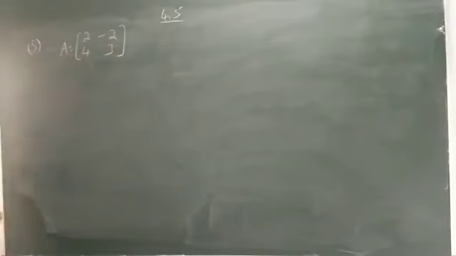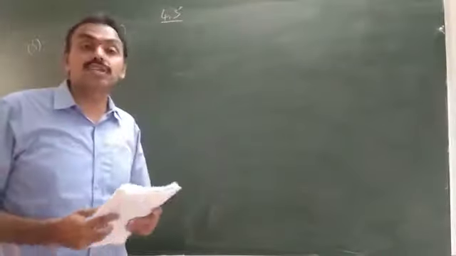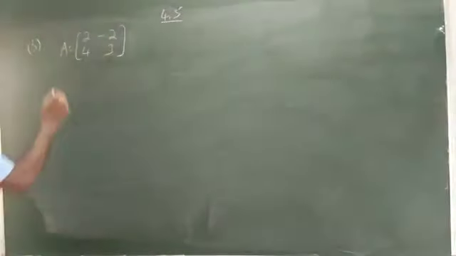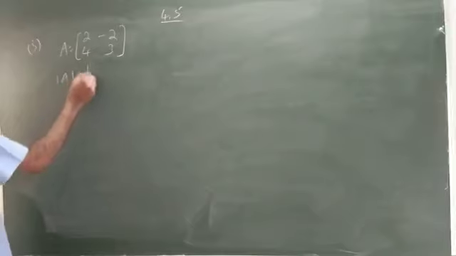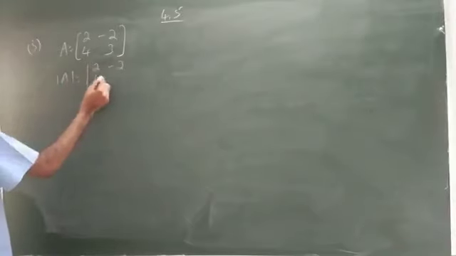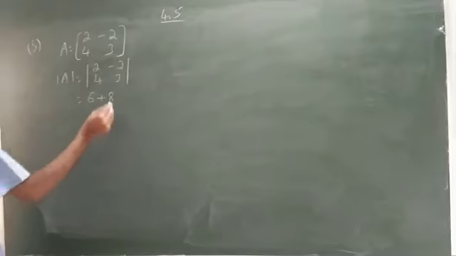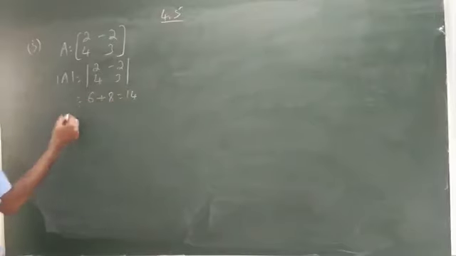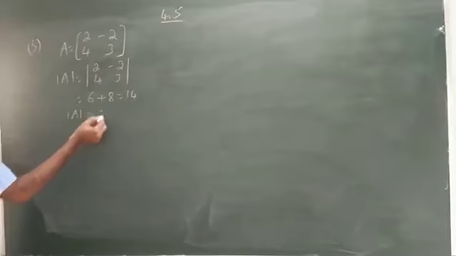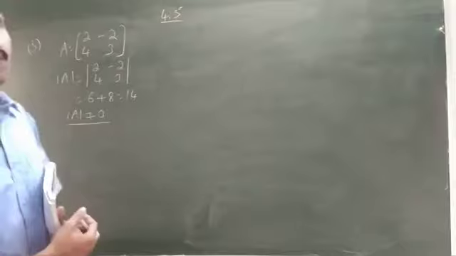While finding the inverse, check whether the given matrix is singular or non-singular. That means you have to find determinant A. 2 minus 2, 4, 3. What happens? 6 minus of minus 8, plus 8, that's equal to 14. Determinant A is not equal to 0. Hence, what is your conclusion? A is said to be non-singular.